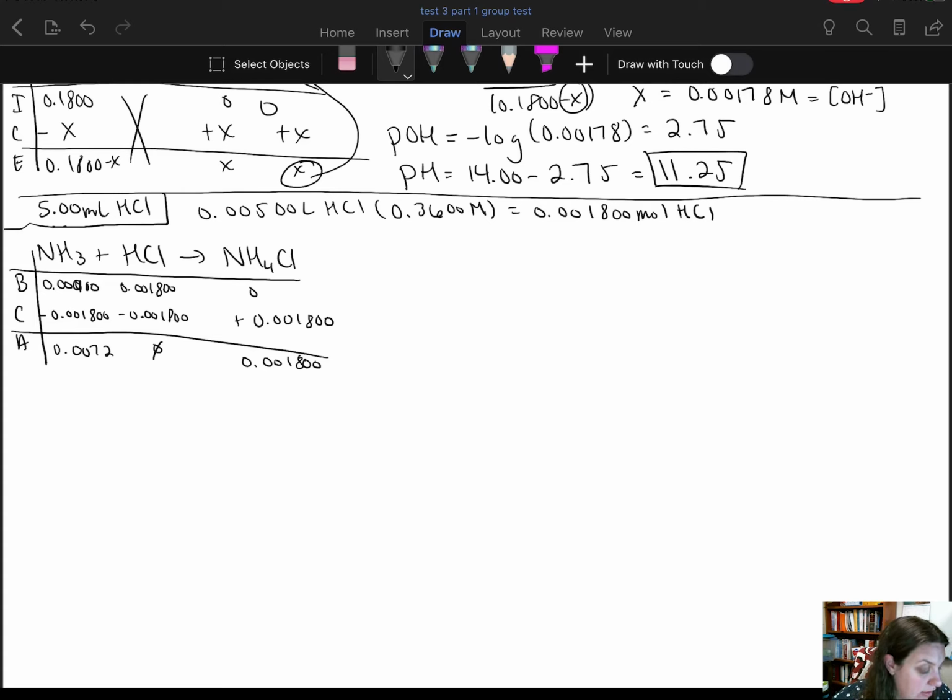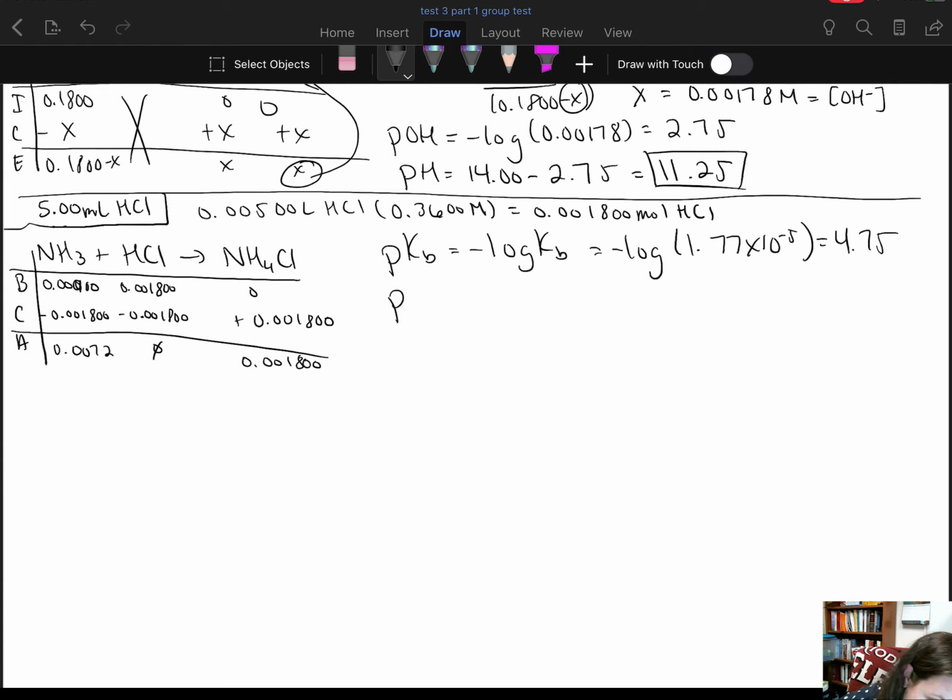We can then use our Henderson-Hasselbalch to figure out what our pOH is, but first we need to figure out what our pKb is by taking the negative log of the Kb. We get 4.75. Then we're going to put it into our base Henderson-Hasselbalch.